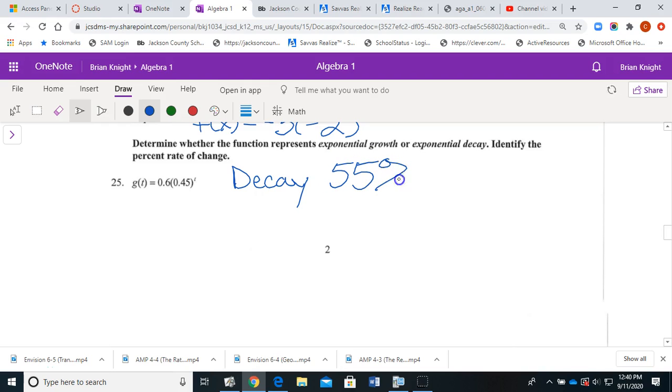How much less than 1 is 0.45? Basically, they're saying 1 minus r equals 0.45. And so you can subtract 1, negative r equals negative 0.55, and then divide by negative, which makes it positive. But really, you've got to think how much less than 1 it is. Okay?